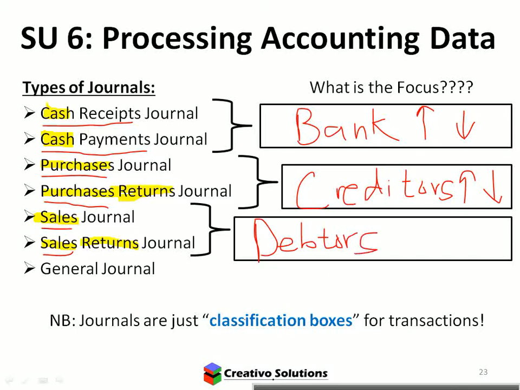Right, so now remember earlier I said the journals is just that. It's just a classification box. Right, so I'm going to have multiple receipts. I'm going to have multiple payments. I'm going to have multiple customers that buy on credit. I'm going to have multiple suppliers that I buy from. Okay, so all of those purchases, all of those sales, all of those receipts and payments go to their own specific journal. Okay, it's just a way to keep track of everything.